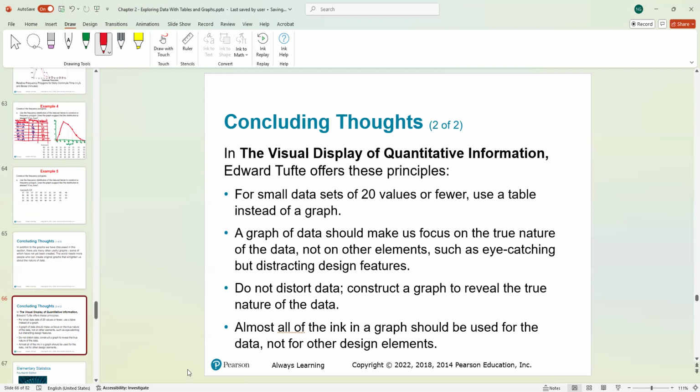So hopefully you can follow these thoughts and also be ready for the next section, because the next section in this chapter will be about how to construct scatter plots, correlation, and regression.